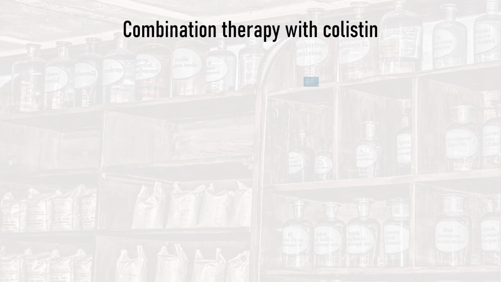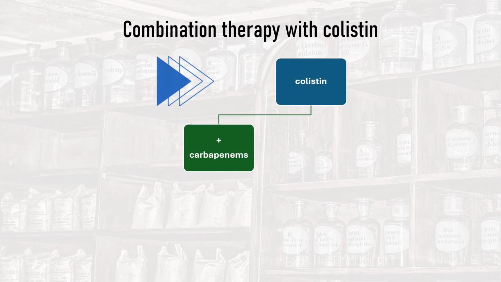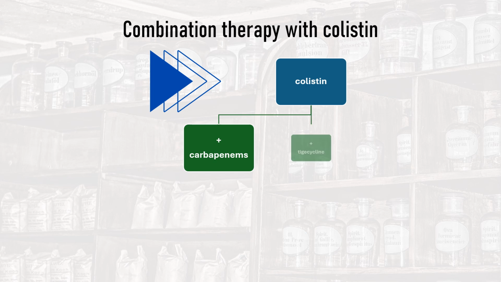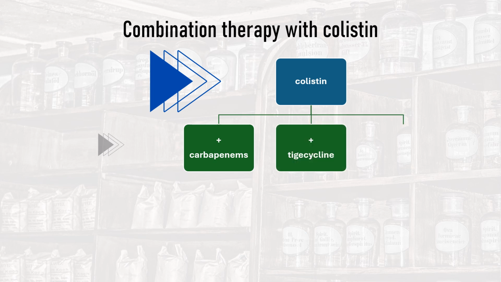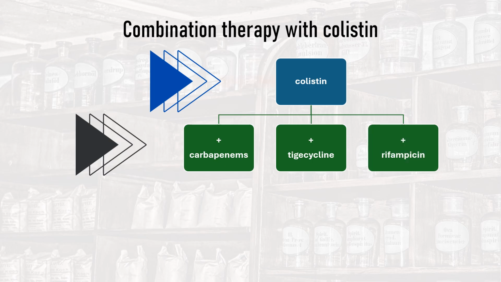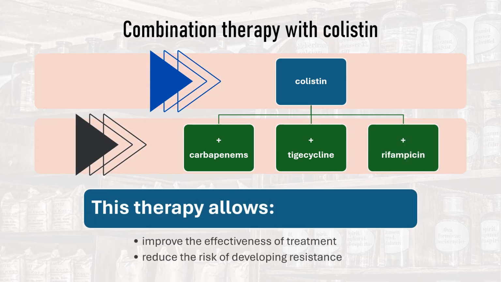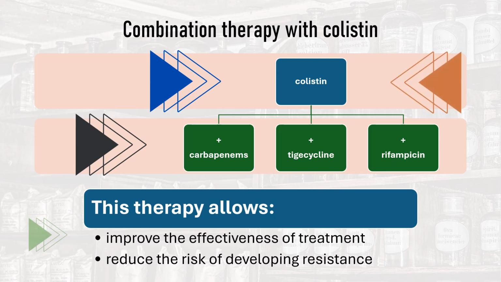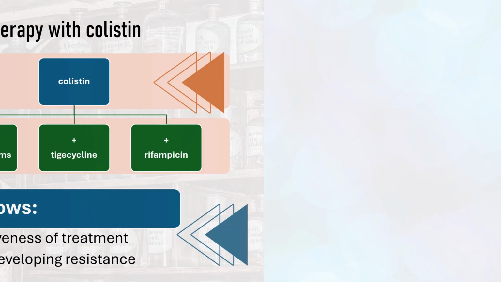Combination therapy with colistin. In modern medicine, colistin is often used in combination with other antibiotics. The most common combinations are colistin and carbapenems, colistin and tigecycline, colistin and rifampin. This therapy allows to increase treatment effectiveness and to reduce the risk of resistance development.